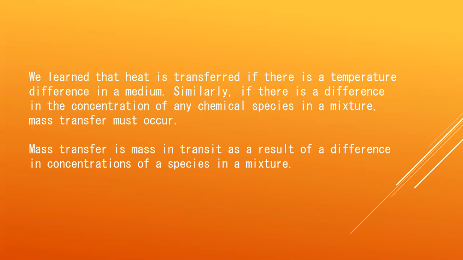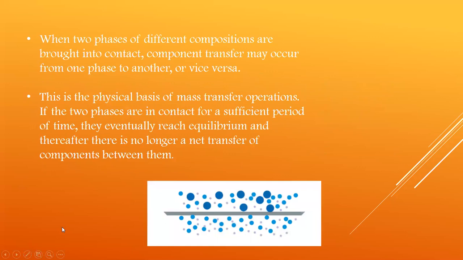Now, mass transfer is mass in transit as a result of a difference in concentration of the species that are present in a particular mixture. Now, when we speak of two phases of different compositions, and when these two phases are brought into intimate contact, component transfer may occur from one phase to another or vice versa. And normally, the phase that has a higher concentration will have that particular force that will lead to equilibrium later on, when the concentrations of the two phases are already equilibrated.